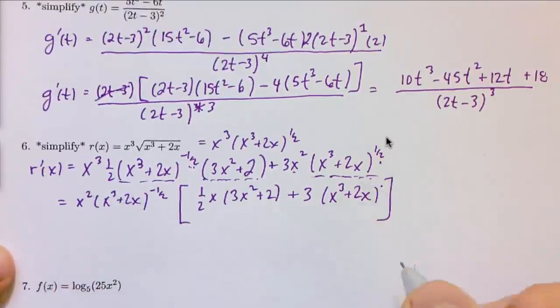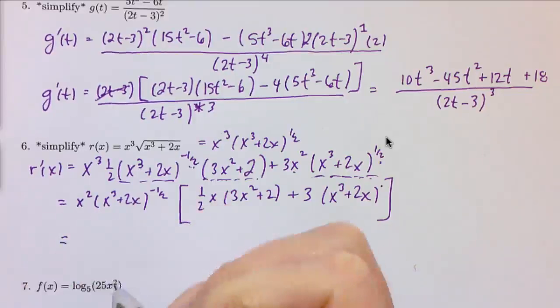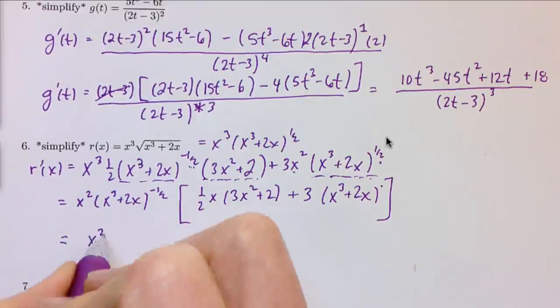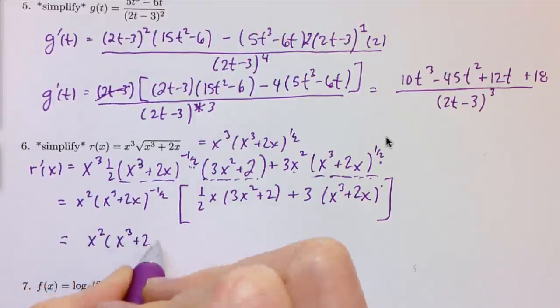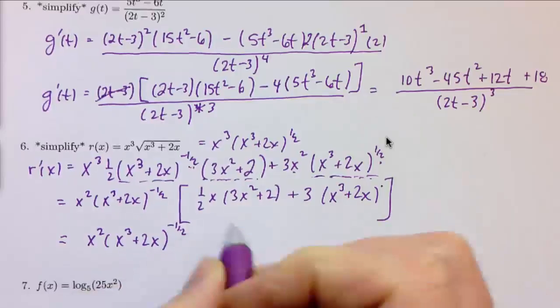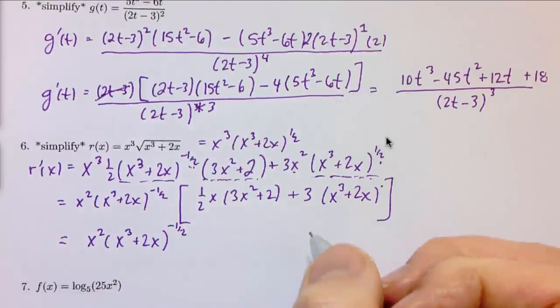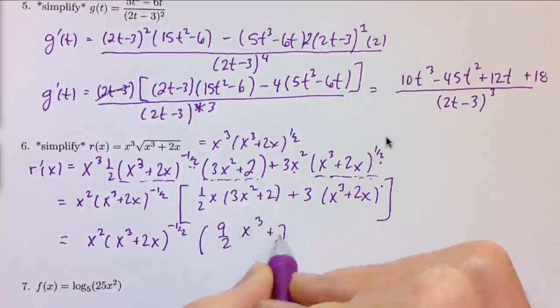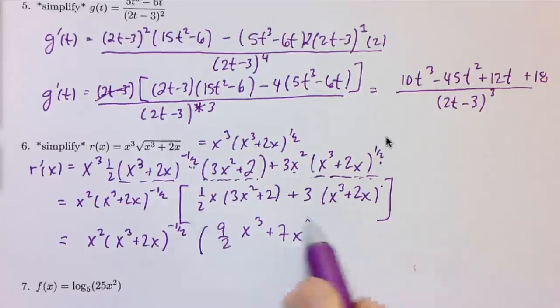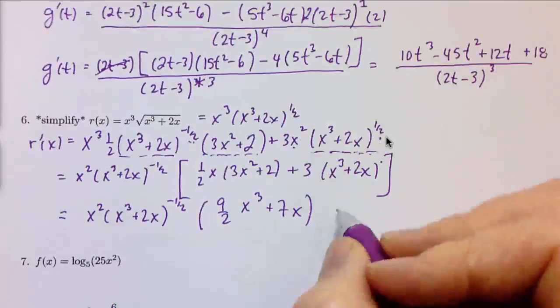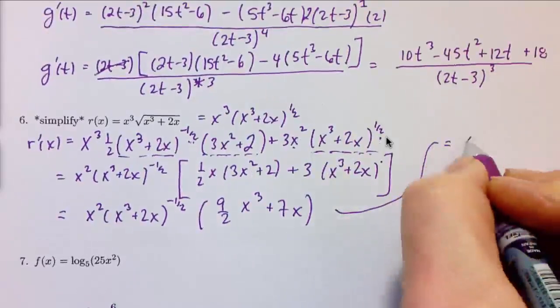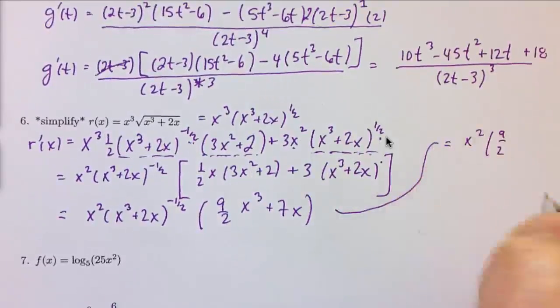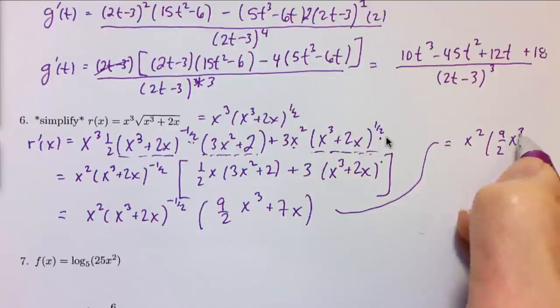Now I'm going to clean up the bit inside the brackets here. And after a step or two, you should get 9/2 x cubed plus 7x. That's just from expanding out these terms inside the brackets. And this is a perfectly good answer, although negative exponents are sometimes confusing, so maybe we want to write this as x squared times (9/2 x cubed plus 7x).